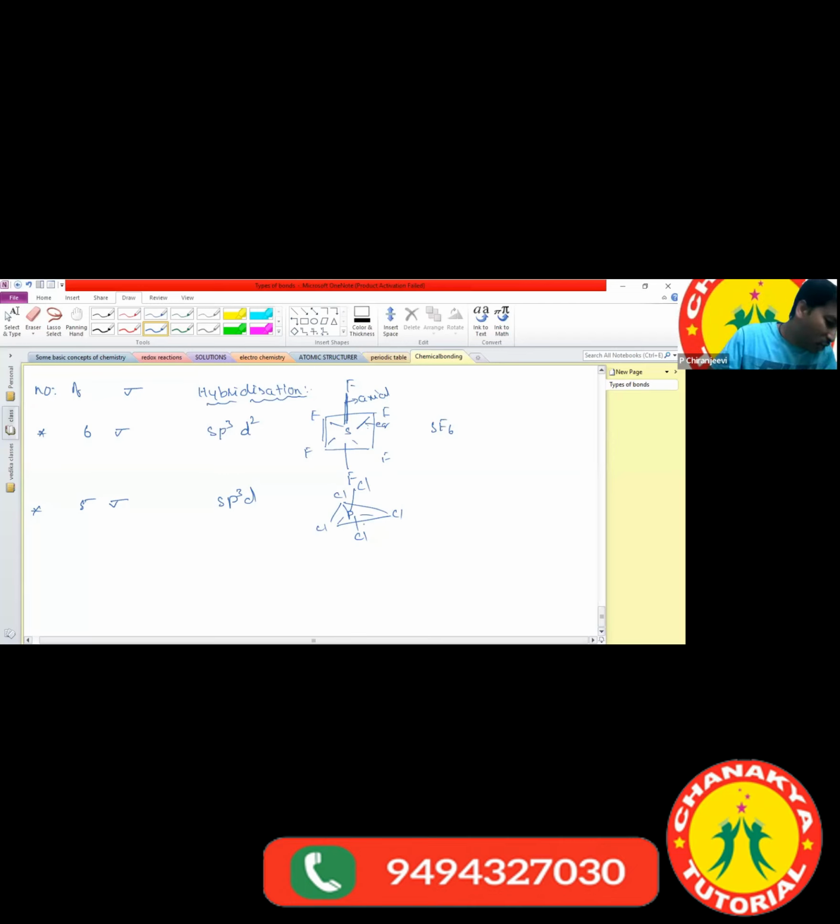Can you expect any bond angle in this? What types of bond angles are present in trigonal bipyramidal? In this also, the axial bond length is greater than the equatorial. We have a 180 degrees bond angle, and at the same time a 120 degrees bond angle. In SF6 also, 180 degrees is there, and 90 degrees bond angles are also there.